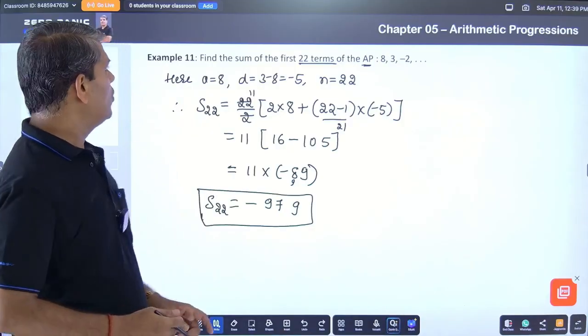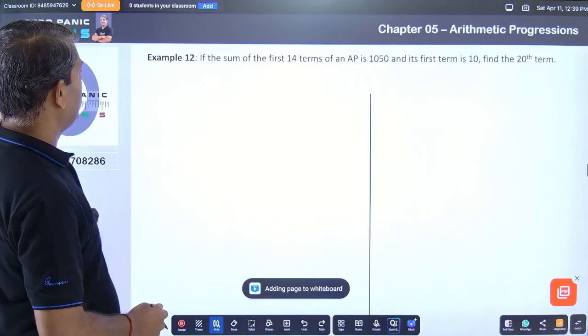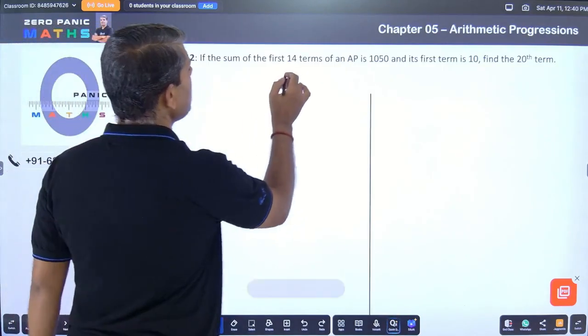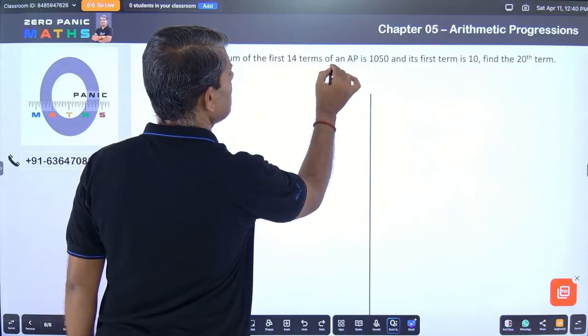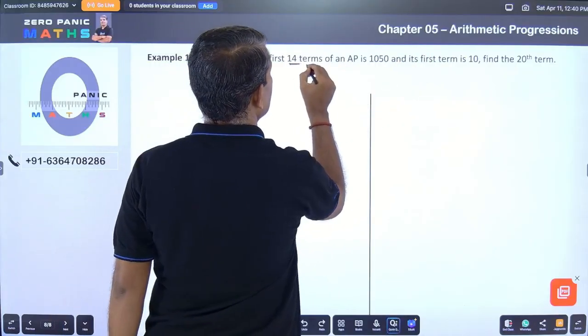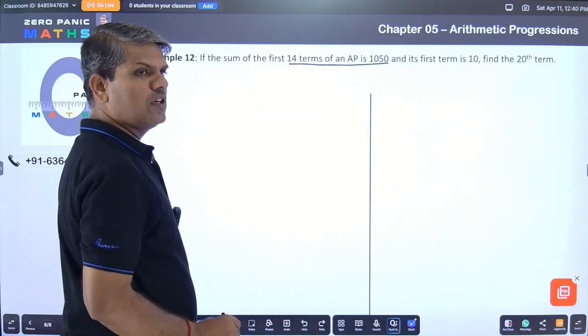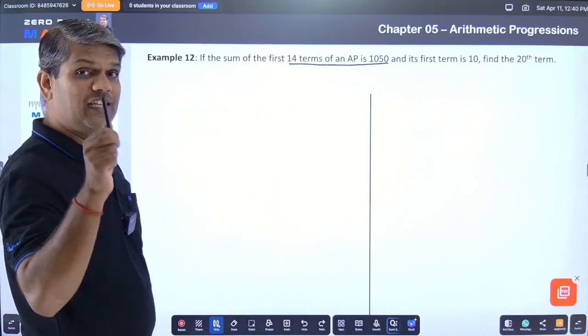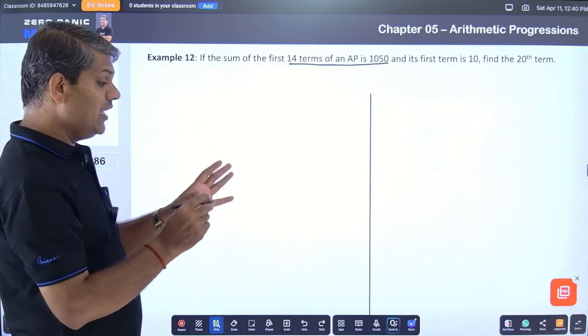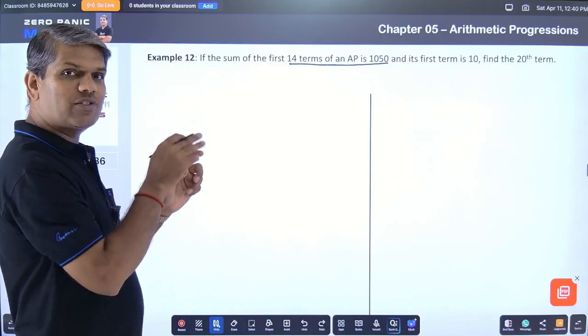Let's move to the next problem quickly. Number 12. If the sum of the first 14 terms of an AP is 1050, they have given S14. See, here they are given the sum. The S value they have given.